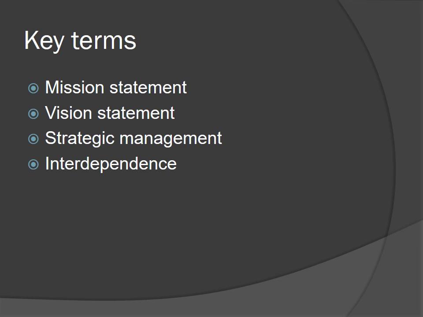For interdependence, we discussed this prior when we were talking about the systems theory. And this is a key concept in the systems theory where elements or pieces that make up a system interact with one another, where if there's a change to one part of the system, the whole system is affected.